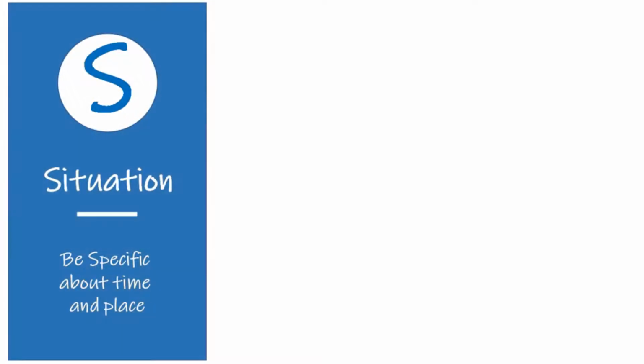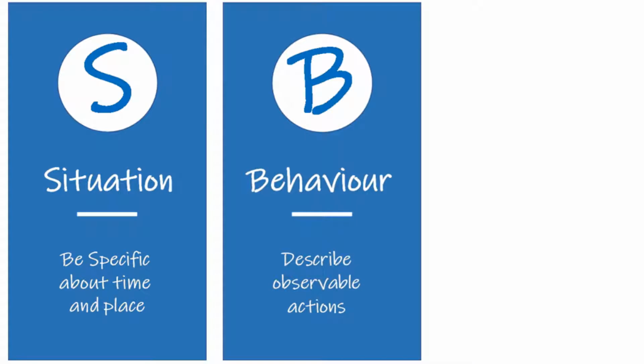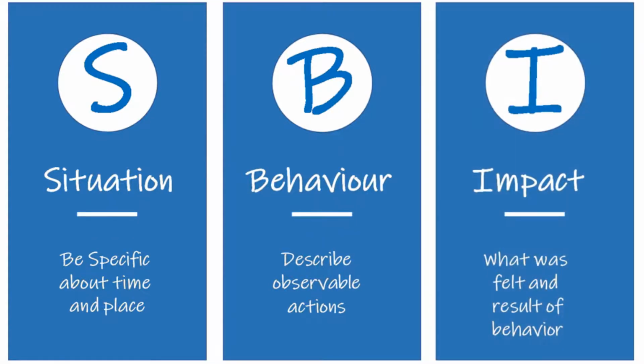The SBI model has a simple structure. Situation, be specific about the time and place. Behavior, describe observable actions. Impact, what was felt and the results of the actions. When you structure feedback in this way, your people will understand precisely what you're commenting on and why. And when you outline the impact of their behavior on others, you're giving them the chance to reflect on their actions and think about what they need to change. The method also helps you avoid making assumptions that could upset the other person and damage your relationship with them.